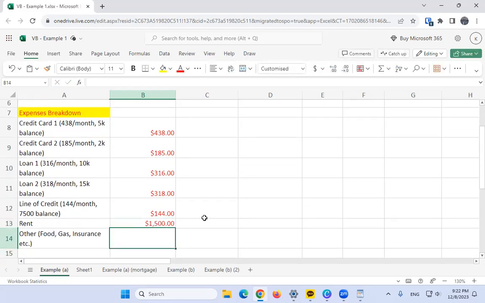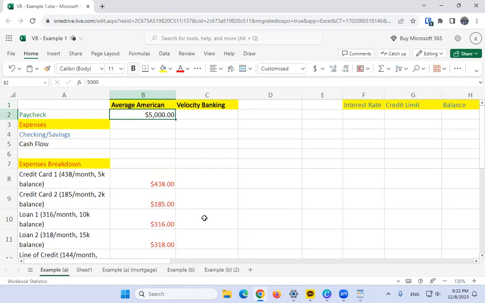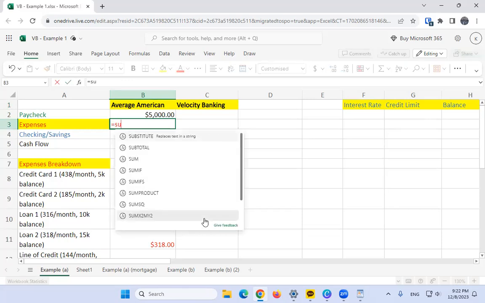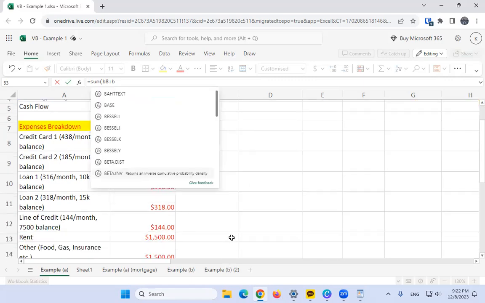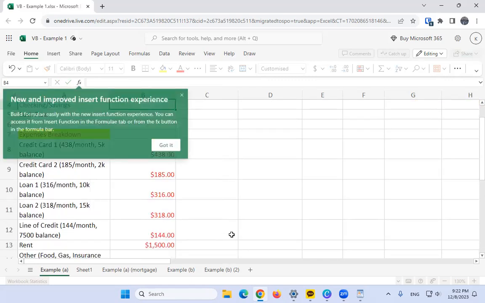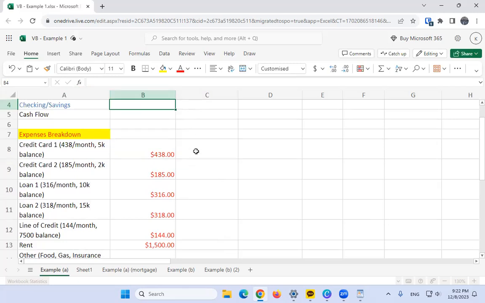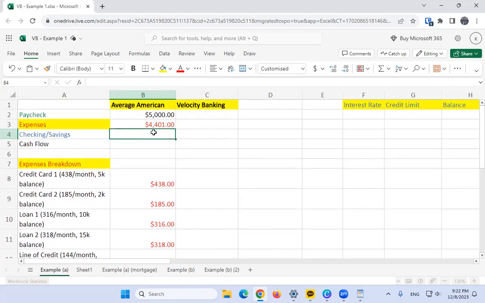Okay, so let's go ahead and write down these expenses: 438, 185, 316, 318, 144, and then we'll say 1,500 in rent, and then 1,500 in other stuff. And let's see how much that's going to be. So sum B8 to B14. Okay, so what are a total of our expenses? Ooh, we're kind of living on the edge here, right? So B2 minus B3. So about $600 a month left. And then we're just going to put that as our mandatory savings. We'll say cash flow 0.